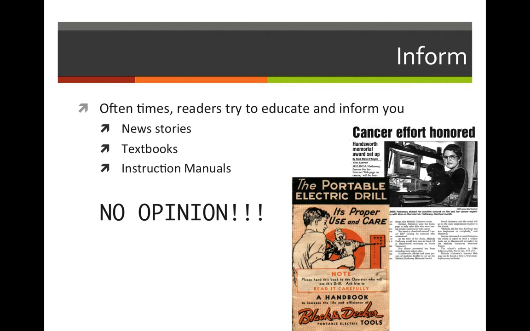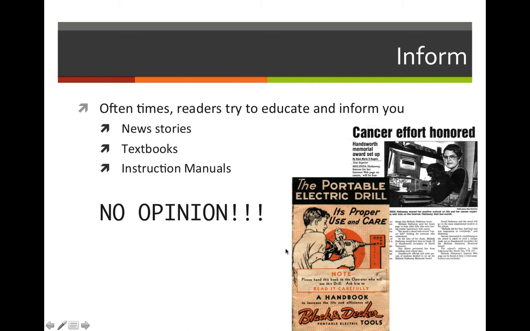Informing. Oftentimes, writers will try to inform and educate you, and these are usually in the news or textbooks or instruction manuals. But there is absolutely no opinion given or implied. Here are just a couple of examples. Here's an article about cancer efforts being honored at a hospital, and that is strictly informational. The portable electric drill. This is an instruction manual. It's not giving an opinion, not trying to get you to do anything, and it's certainly not going to entertain you.